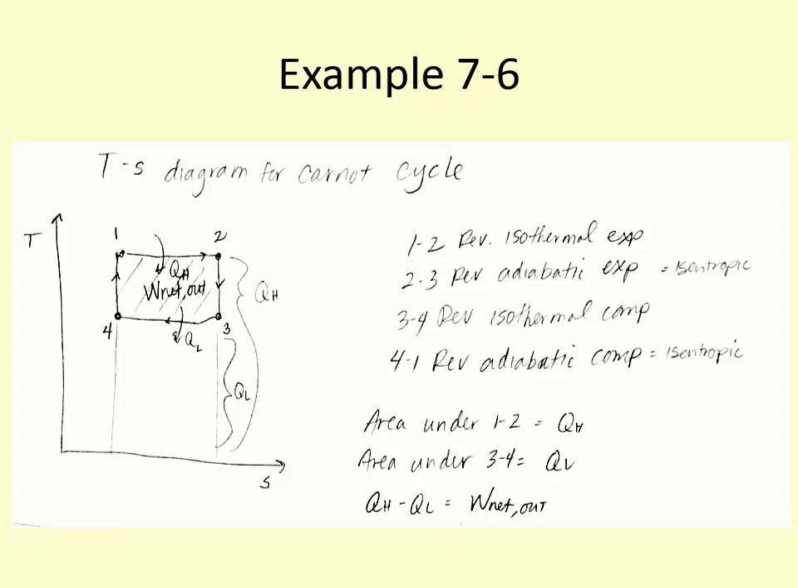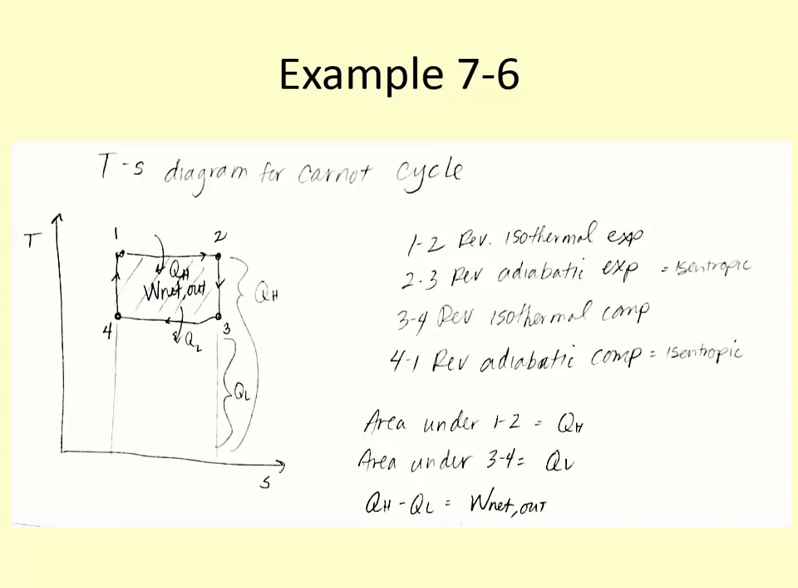Then we do reversible isothermal compression. So what does isothermal compression look like? Okay, there's no temperature change. Temperature is constant, so it's a straight line. Is it going this way or this way? Why would it be going this way? We'd have to remove heat, which means we're decreasing the entropy. Okay, so from state 3 to 4. This is QH, this is QL.